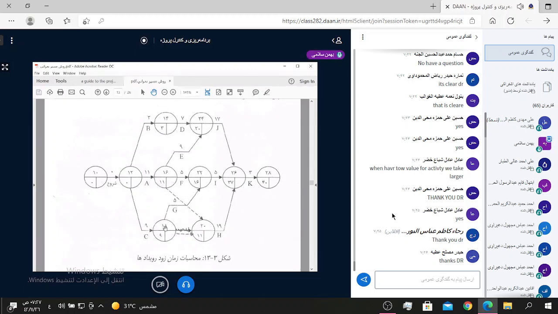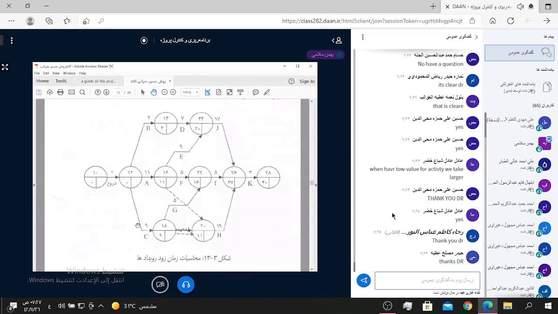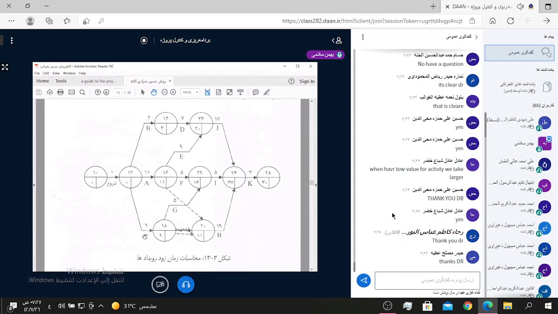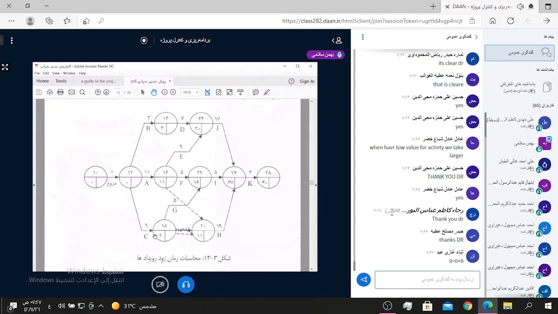We go to node 18. For node 18, ES is 0 plus 9, the duration of activity C, equals 9. Yes, 0 plus 9 equals 9. Now node 20.